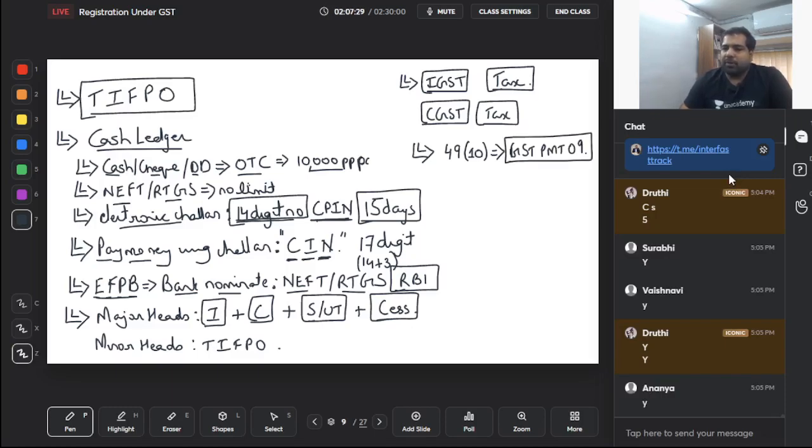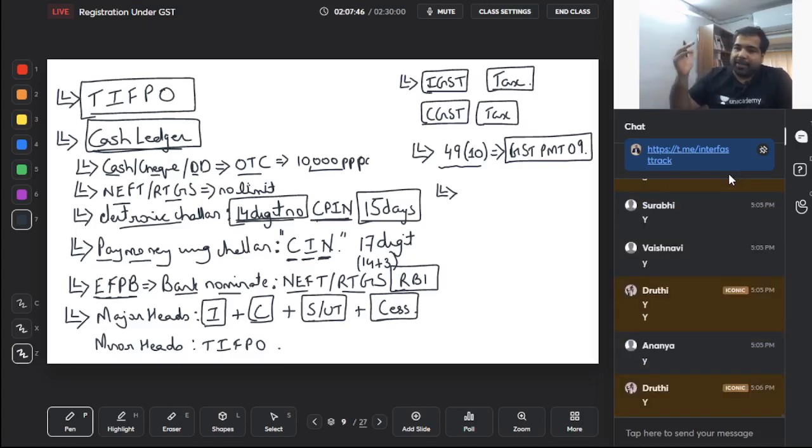Earlier this facility was not there. This is a very good facility of transferring it by GST PMT 09. And guys, can your cash ledger be used to pay any amount? So I have a question. Can you use your bank account to pay any amount, guys?